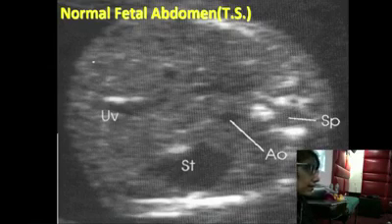Stomach, portal vein, aorta, IVC, what else? Gallbladder sometimes, and urinary bladder. These are the cystic areas that we see in the fetal abdomen. Anything additional seen means that is abnormal.